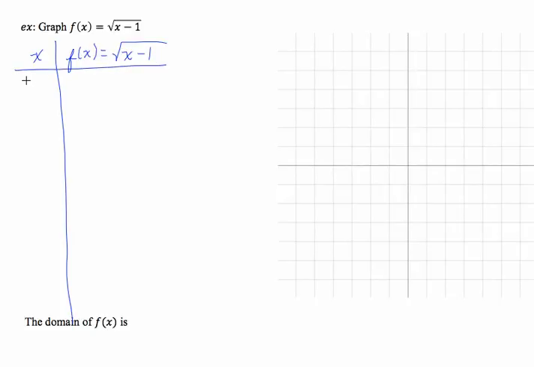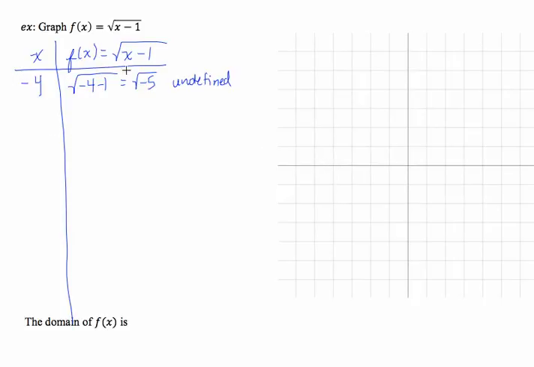Okay, let's try again. Let's try -4. So if we do f of -4, we'd have the square root of -4 minus 1. What's the square root of -5? Which is undefined. You can't take the square root of a negative number, so there is no y value when x is -4. There's just nothing on the graph when x is -4 out here.